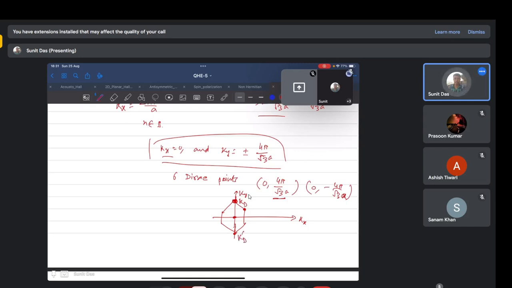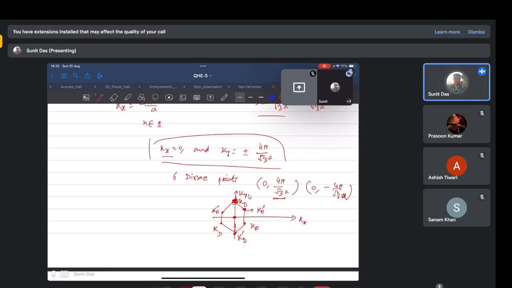And similarly, we'll have another Dirac point here, and they come in an alternate, consecutive manner. So if there is kd at this point at the top, then the next will be kd prime, and then again the next will be kd, so that an alternate arrangement is there. This we can find by solving all the possibilities. Okay, so this will be kd and this will be kd prime.